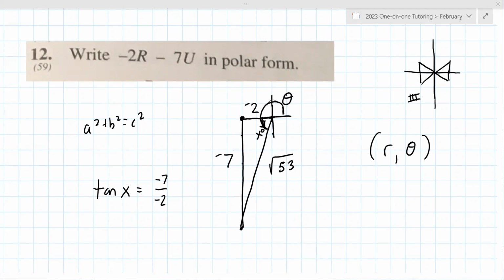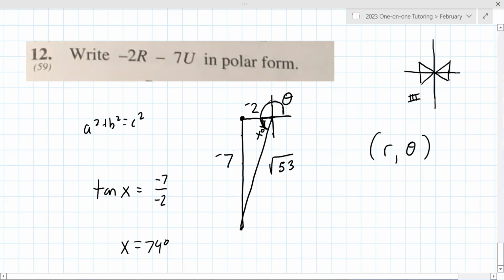Yep. There we go. I guess that would be on Desmos. All right, 74 degrees, ish, right in there. So x is 74 degrees. The calculator doesn't know that you're in the third quadrant. It doesn't know anything. It just knows that it's 74 degrees. You then have to add the 180 because you know you're in the third quadrant. So your answer is square root of 53, comma, 254 degrees.